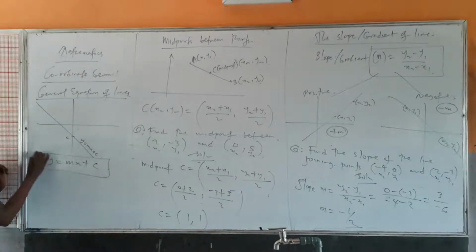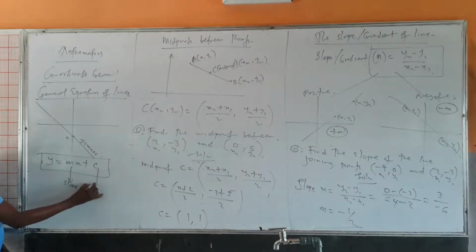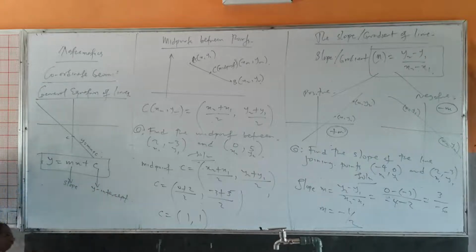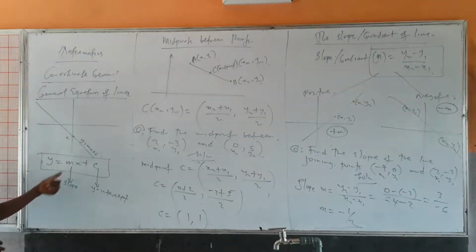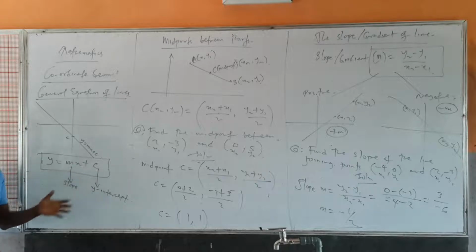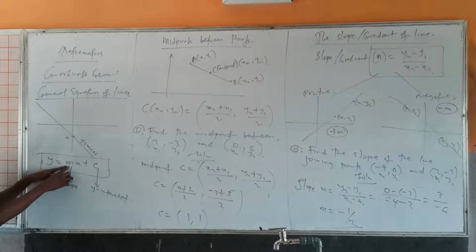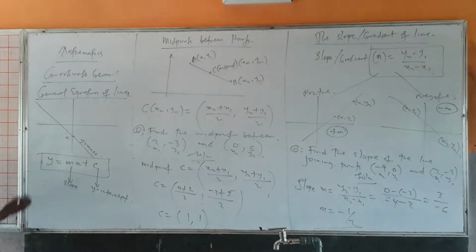This is the general equation of all lines. All lines can be in this form, where m is the slope, and c is the y-intercept. What do I mean by y-intercept? Where the graph cuts the y-axis, which is here. So anytime you are given an equation of a line, you might be told to find the slope and the y-intercept. All you need to do is reframe the equation into this form. Then the coefficient of x will be the slope, and whatever you have standing here will be the intercept.